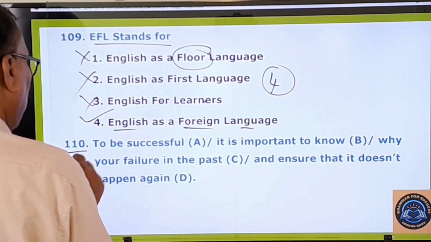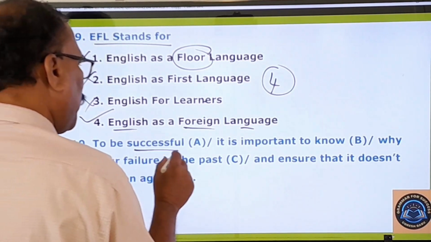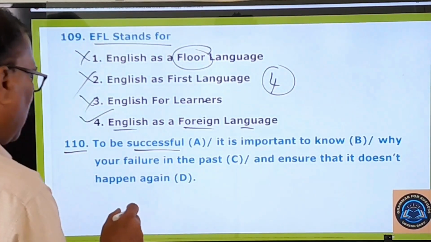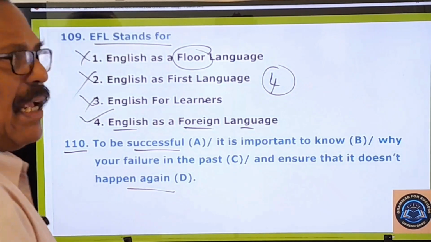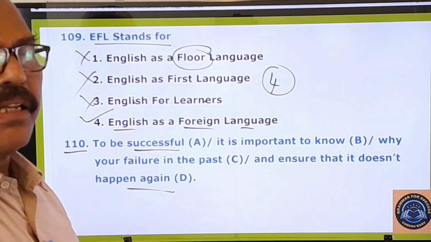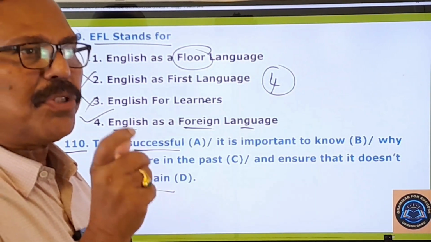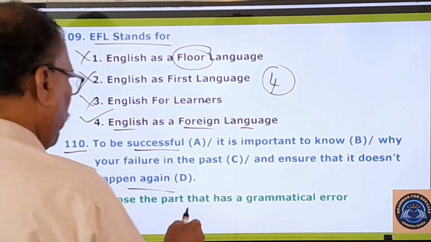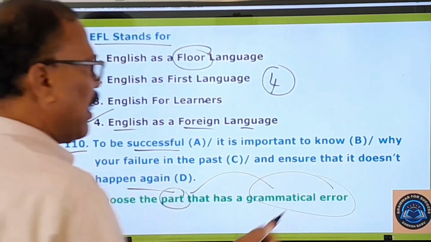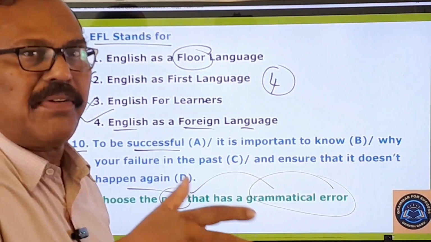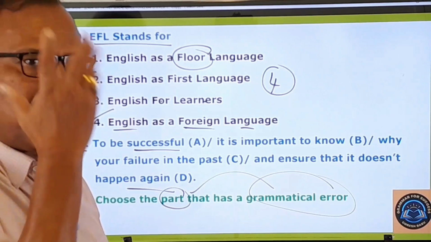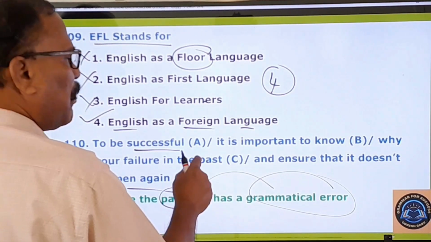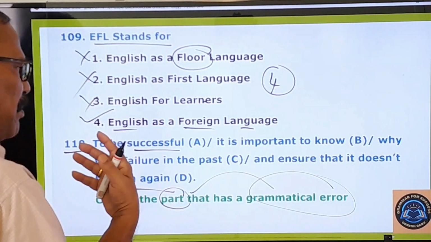What is that 110th question? To be successful, it is important to know why you were failure in the past and ensure that it doesn't happen again. So here again a sentence is given, and in this sentence there are 4 parts given, and you have to choose the wrong part of that sentence. So what is the examiner asking you to do? Choose the part that has a grammatical error. Again the same question. This kind of questions are generally given in the banking examinations. You can get acquainted with this kind of questions, right? In which part of the sentence there is a mistake, you have to see.